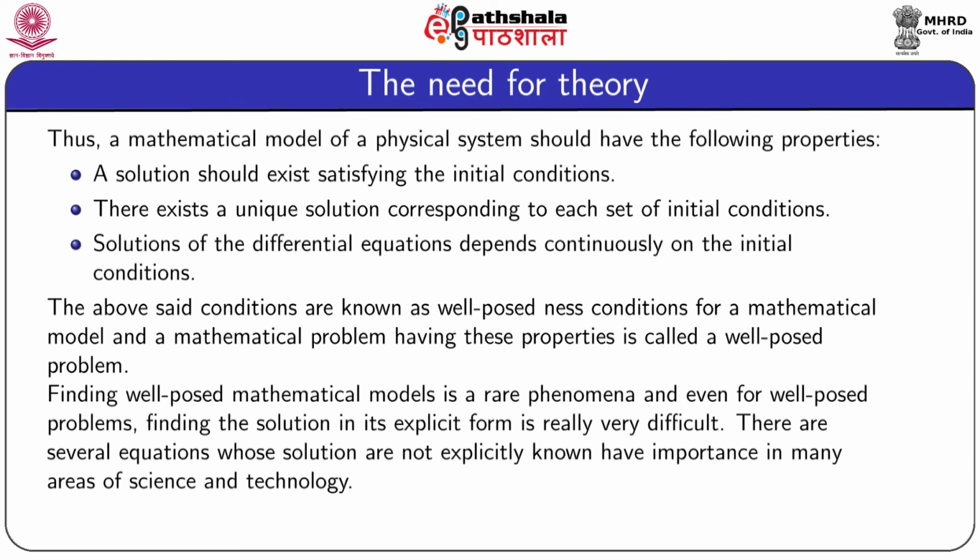Thus, a mathematical model of a physical system should have the following properties. Number 1, a solution should exist satisfying the initial conditions. Number 2, there exists a unique solution corresponding to each set of initial conditions. And number 3, solutions of differential equations depend continuously on the initial conditions. The above set of conditions are known as well-posedness conditions for a mathematical model, and a mathematical problem having these properties is called a well-posed problem.